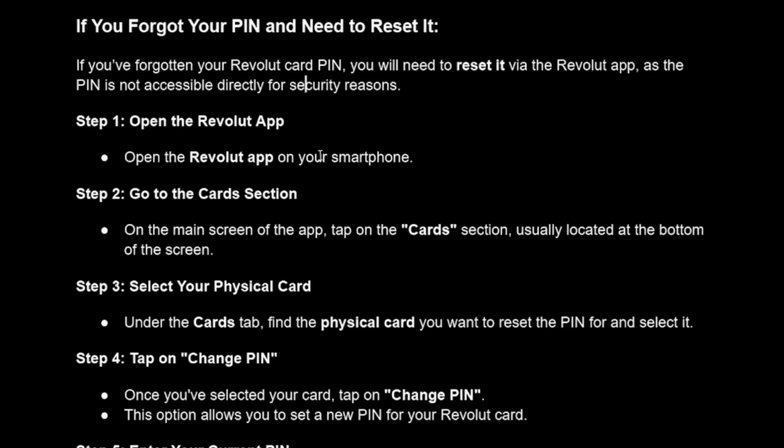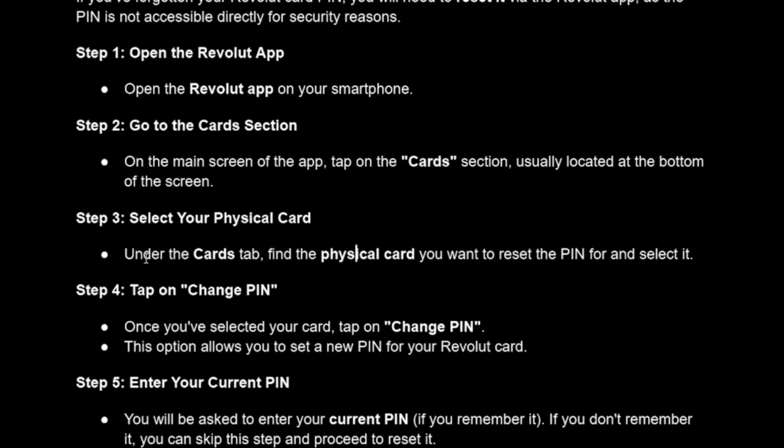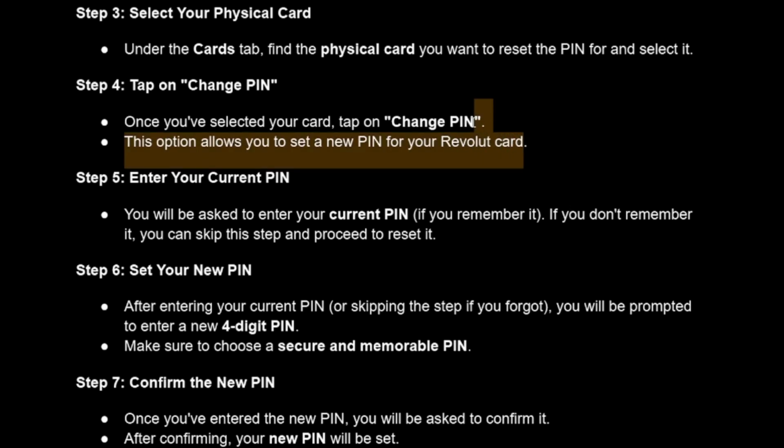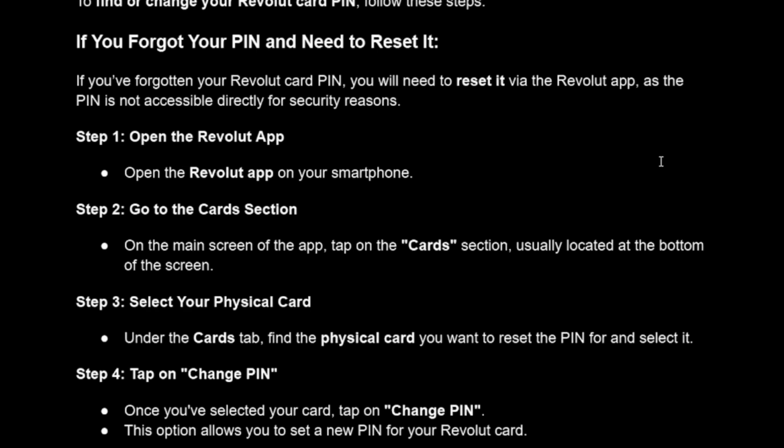First, you're going to open the Revolut app. Once you've opened the Revolut app, you can go to the card section. On the main screen of the app, tap on the card section, usually located at the bottom of the screen, and select your physical card, the one that you want to reset the PIN for or find. As you can see here, the only option is to change PIN, as checking your PIN is not allowed in the Revolut app, so you're going to have to reset your PIN if you technically want to see your PIN.